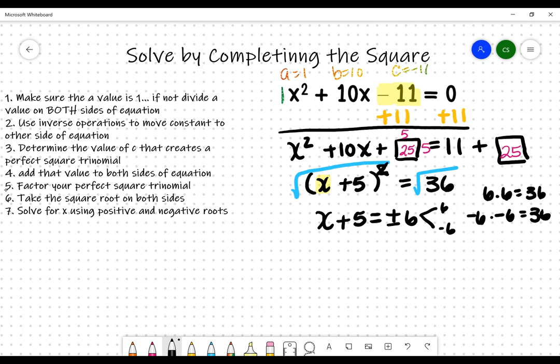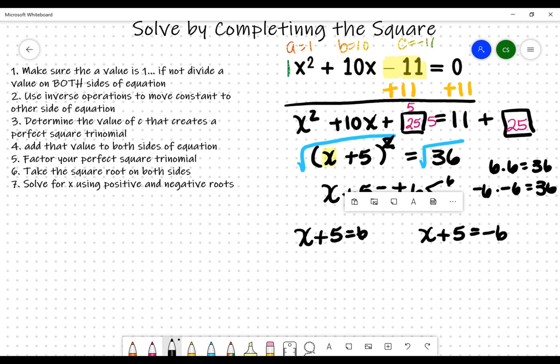So solving for x. X plus 5 could equal a positive 6, or x plus 5 could also equal a negative 6. Now I just got two different equations that I got to solve for. So isolating x, subtract 5 on both sides, and x is equal to 1.